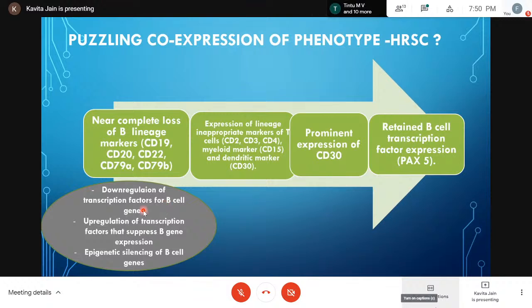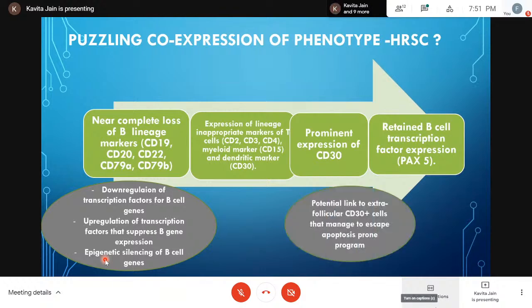That is, there will be downregulation of transcription factors for B cell genes. There will be upregulation of transcription factors that suppress B gene expression. There will be epigenetic silencing of B cell genes. So these all together just knock out the B cell markers, and we don't see any B cell markers in our Hodgkin cells, the classical Hodgkin cells, not the NLPHL. And also, these cells are known to link to the extrafollicular CD30 positive cells.